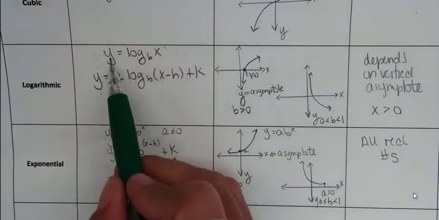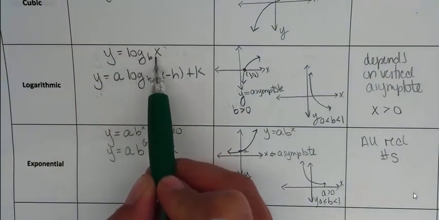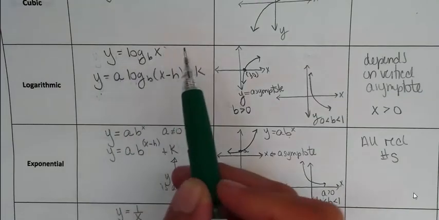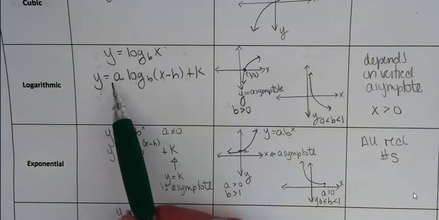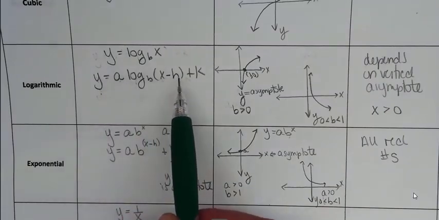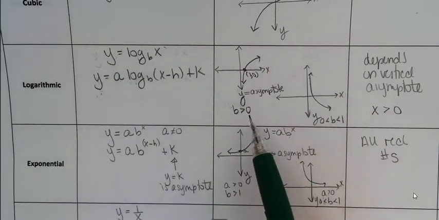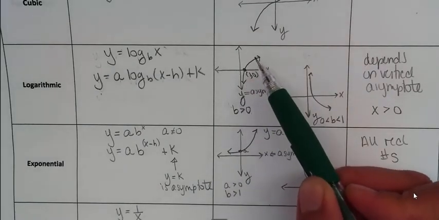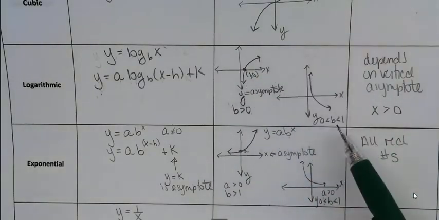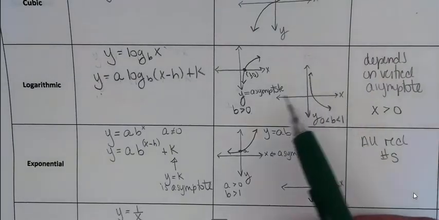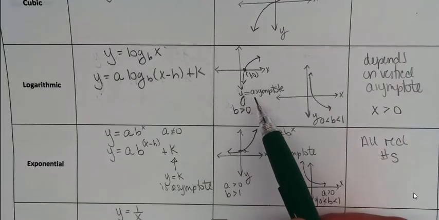So starting with y equals log base b of x, there's no shifts, there's no dilations, okay? But if you wanted to put all those transformations in, you'd have a times the log base b of x minus h, plus k. And when the base is some number greater than 1, you're going to end up with an increasing graph. And when the base is a fraction, you're going to end up with that decreasing graph. And again, that y-axis is your asymptote.